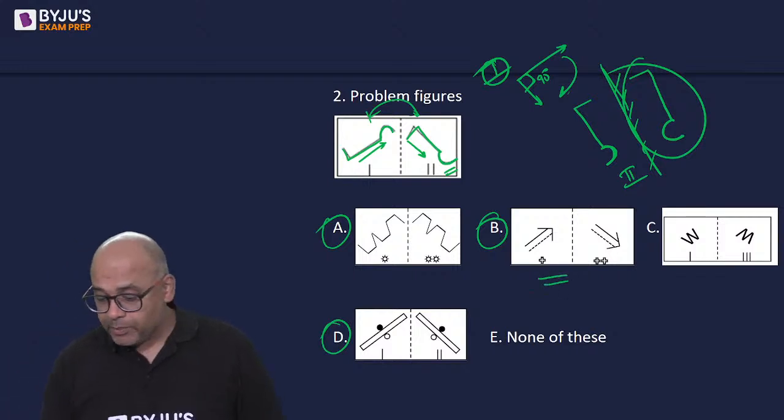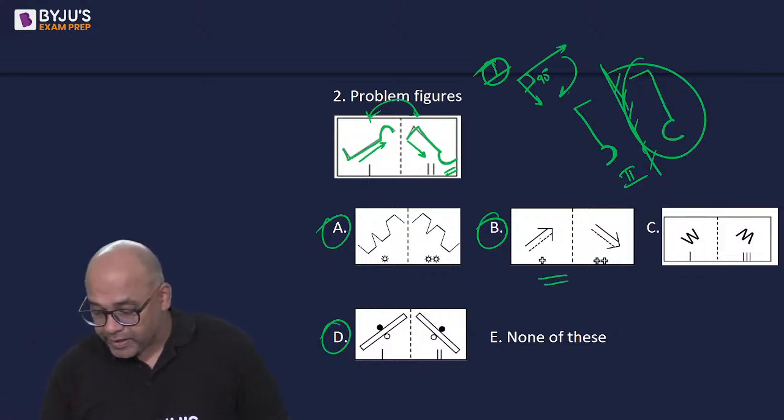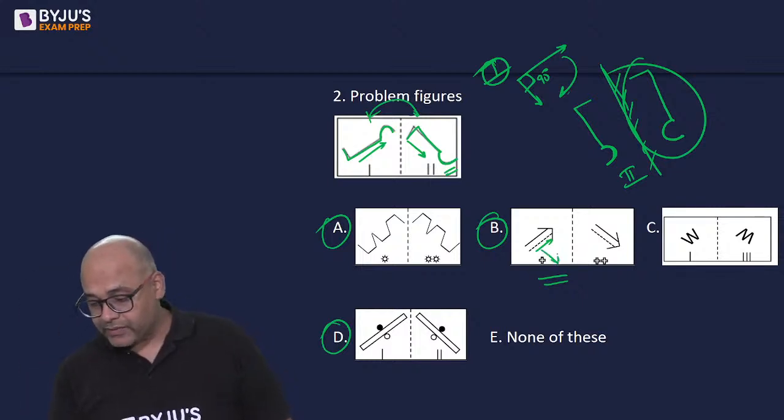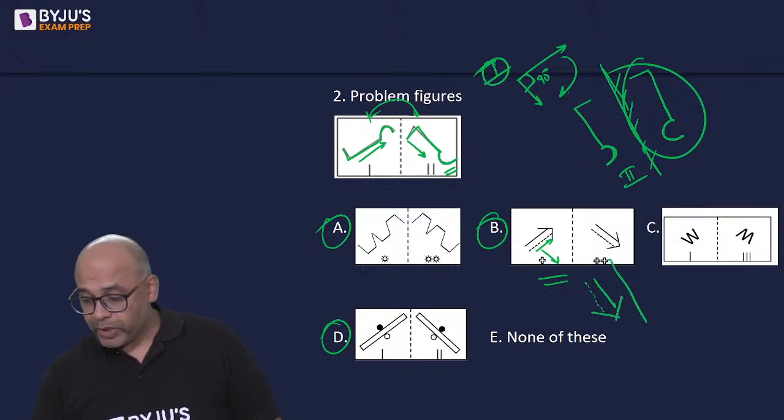So if you look at option B, let's see if this is being rotated. So this is the arrow. 90 degrees to the right, it becomes like this, which means you will get two lines like this and like this. Now if I put a mirror image, I am supposed to get a solid line here and a dotted line here, and this is supposed to be your answer.